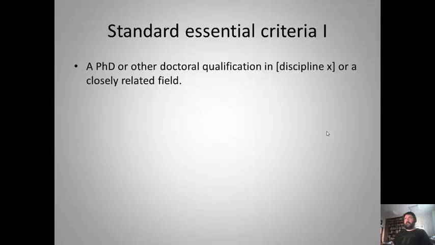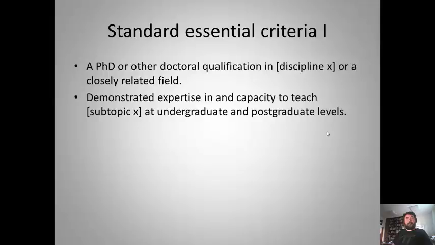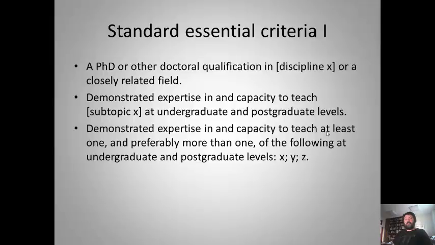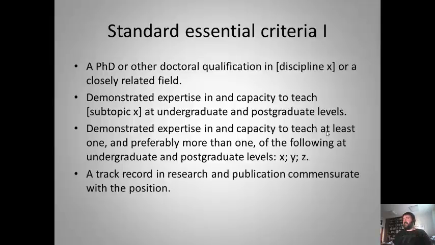So here are some examples of standard essential criteria. Kind of obvious, right? A PhD or other qualification in discipline X or a closely related field. Demonstrate expertise in and capacity to teach subtopic X at undergraduate and postgraduate levels. Demonstrate expertise in and capacity to teach at least one and preferably more than one of the following undergraduate and postgraduate levels, then three topics. A track record in research and publication commensurate with the position.